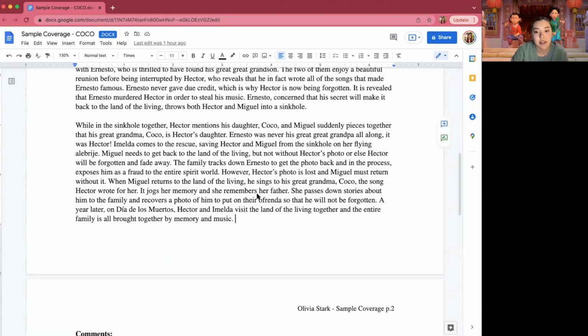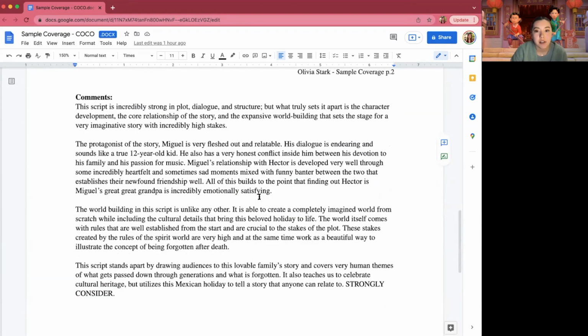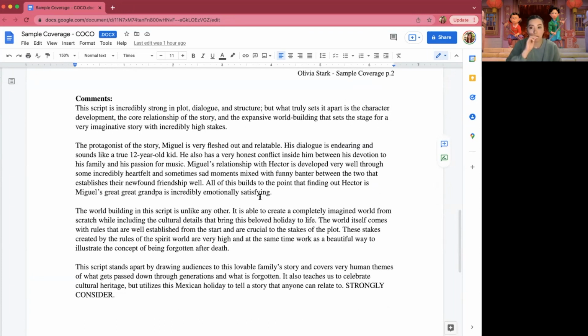But let's get into the fun part. Generally you'll be asked to provide comments of your own opinion on the script you just read. Because like I said, if it's really amazing and you're like, this script is awesome, you should read it, your boss will probably read it and then decide for themselves what they want to do about it. But if you read it and you're like, this was just hard to follow and not very good, then you can pass.